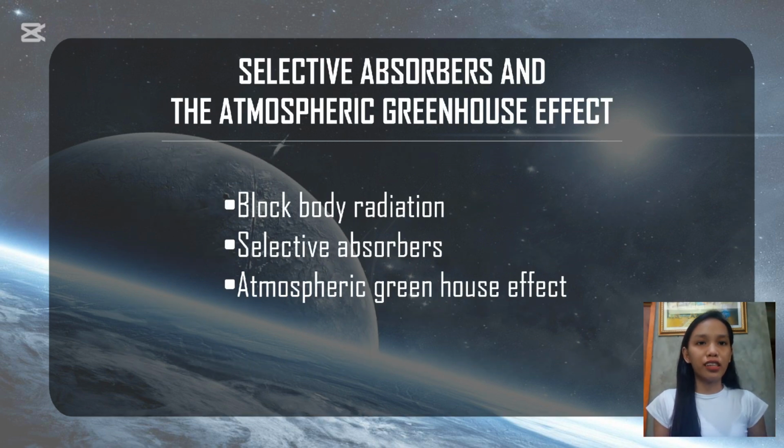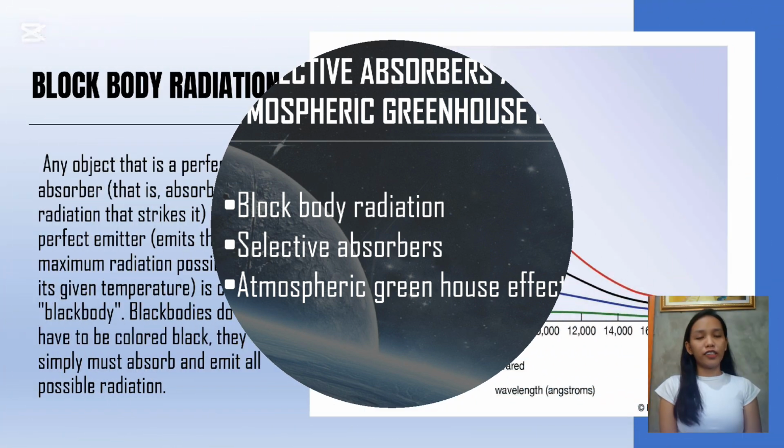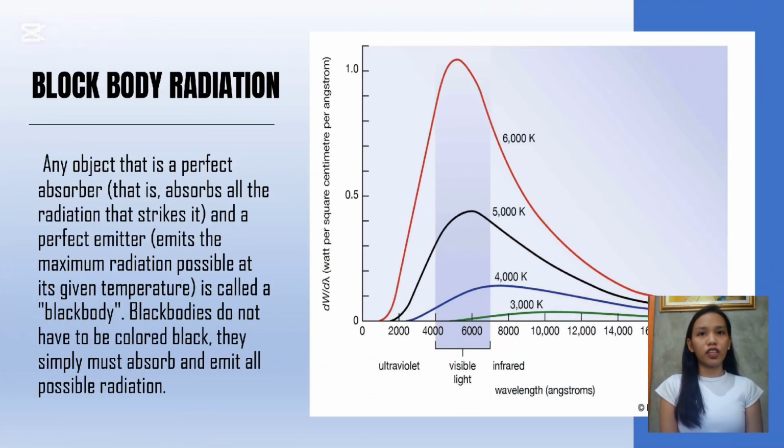Okay, so the next one is the selective absorber and the atmospheric greenhouse effect. So which is the blackbody radiation, the selective absorber, and the atmospheric greenhouse effect. Okay, so the first one is the blackbody radiation. So the blackbody radiation is any object that is a perfect absorber, that is absorb all the radiation that strikes it, and a perfect emitter. So it emits the maximum radiation possible at its given temperature. So it doesn't mean na black body ang iya dapat ang iya color is black. It is just because it simply emit and absorb all possible radiation.